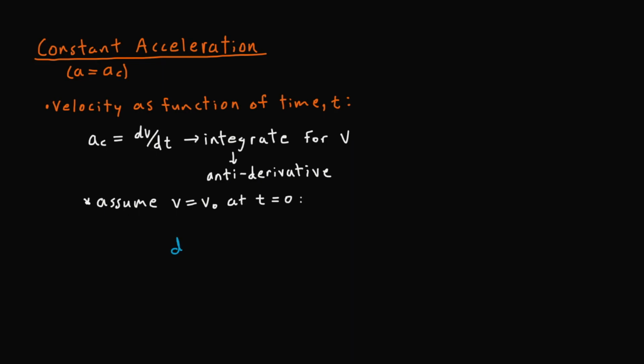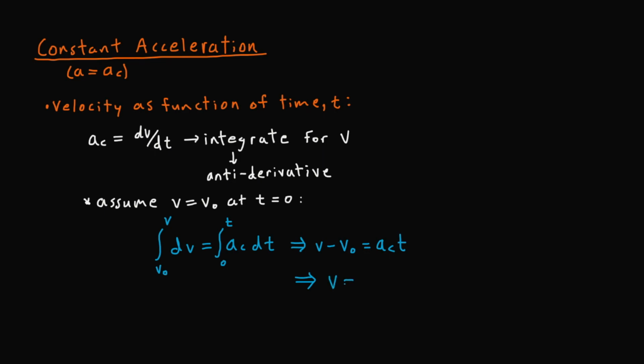So of course, before integrating, we want to first isolate dv. So we have dv equals a_c dt, after simply multiplying dt to the other side. And so now we can integrate dv from v naught to some arbitrary v, and then on the other side, integrate a_c dt from 0 to t. So hence this is v minus v naught equals a_c times t.